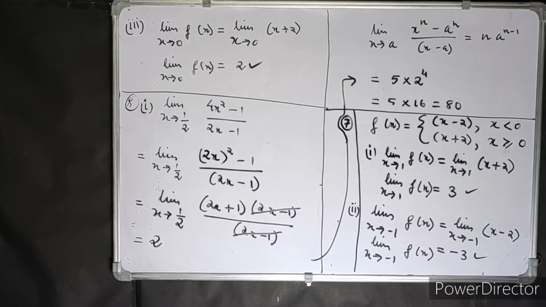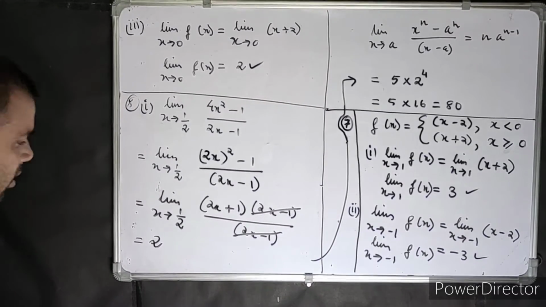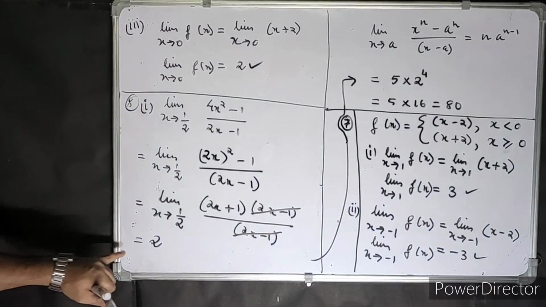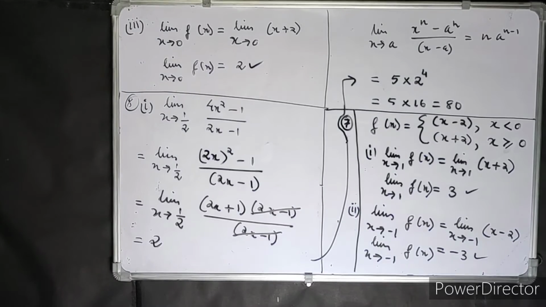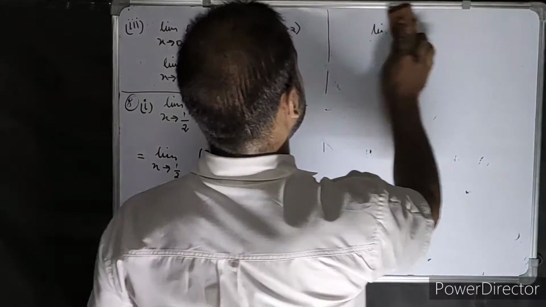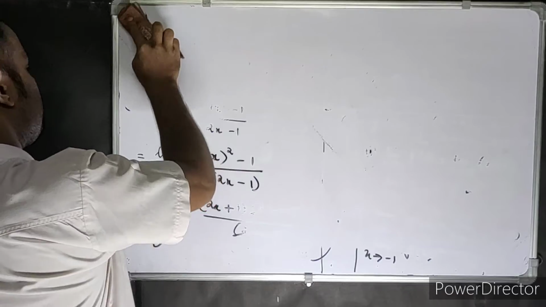Let me just check it for you if the answer is correct or not. 8 part 1, the answer is, I'm sorry, it's correct, 2. I thought I got a 1. I don't know why I thought that. Anyway, let's go on to 8 part 2.